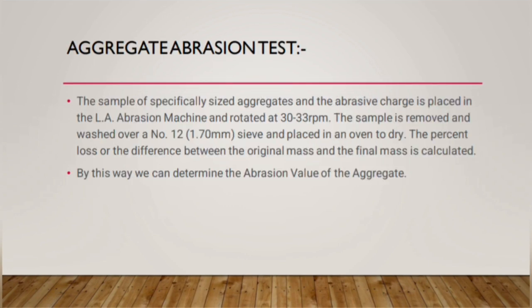Aggregate abrasion test. The sample of specifically sized aggregates and the abrasive charge is placed in the abrasion machine and rotated at 30 to 33 revolutions per minute, that is RPM. The sample is removed and washed over a number 12 sieve of 1.70 mm size and placed in an oven to dry. The percent loss, or the difference between the original mass and the final mass, is calculated. In this way, we can determine the abrasion value of the aggregate.